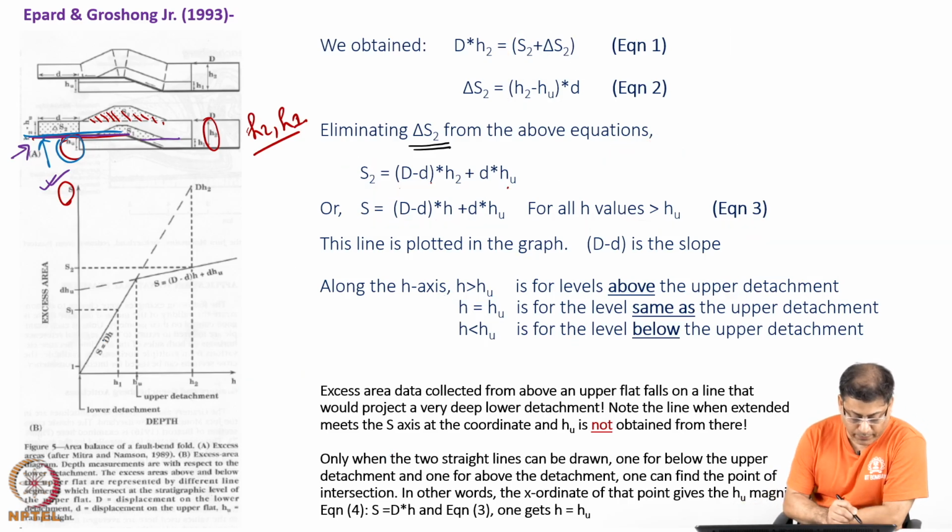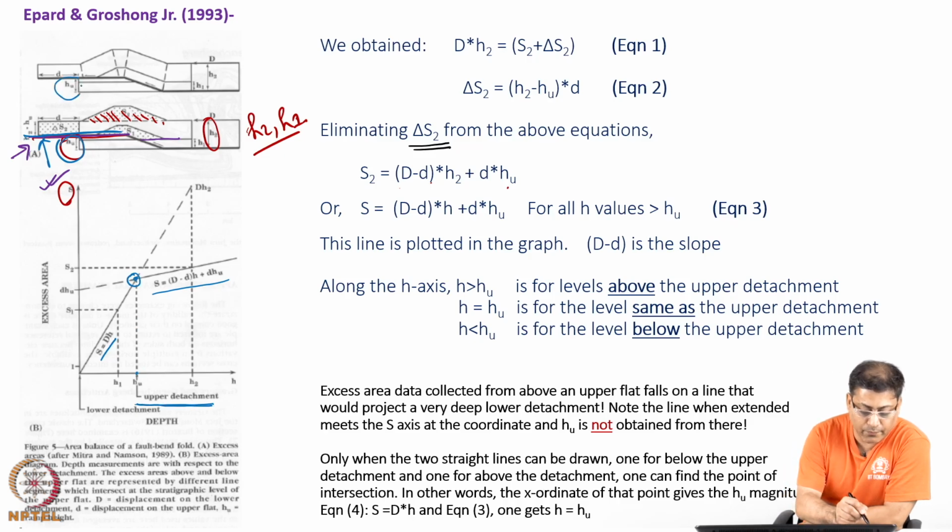So, if I can draw the S equal to dH line and the S equal to (D minus d) H plus dHu line, and if I find their intersection, I need to find the x ordinate of this intersection, and that gives the desired Hu that we were trying to find, the depth of the lower detachment.